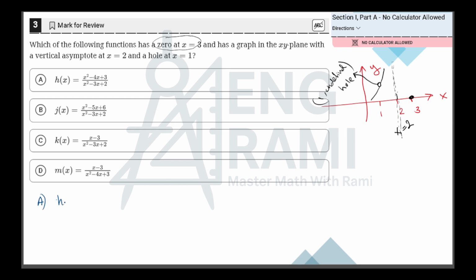A, h of x is a rational function. The numerator is a quadratic equation, x and x. Since the last term is positive, the sign of both factors will be the same as the sign of the middle term, negative. So we write negative and negative. And we know 3 by 1, to make sure: negative 3 and negative 1 give us negative 4, which is the middle term. So our answer is correct.